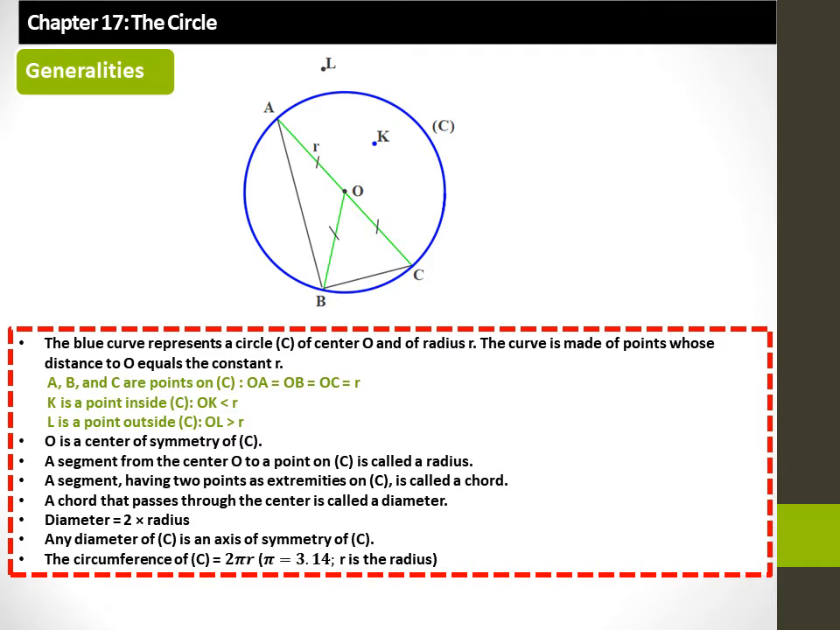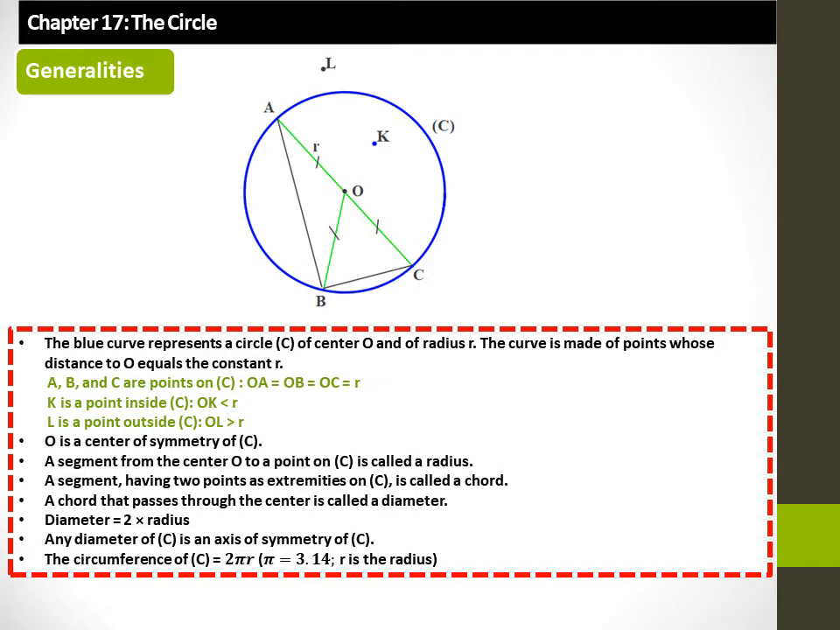A segment from the center O to a point on C is called a radius. OC, OB, and OA are radii of this circle. A segment having 2 points as extremities on C is called a chord. BC is a chord since B and C are on C. AB is also a chord since A and B are on C.